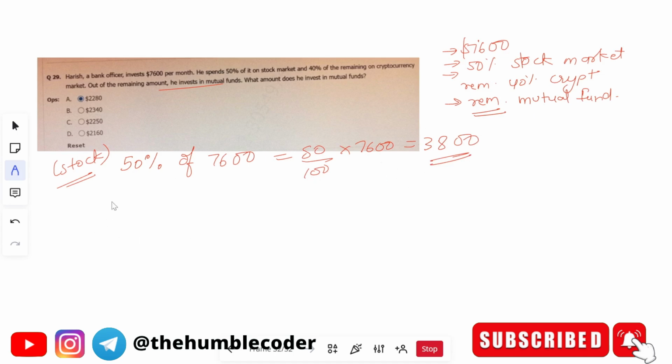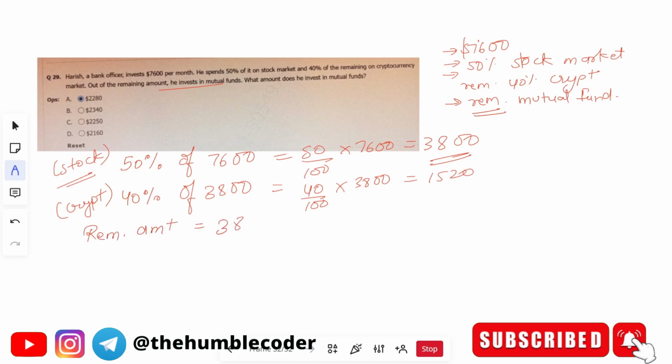So amount spent on cryptocurrency was 40%, right? So how much are we left with? 3,800. Out of this, 40% he will invest in cryptocurrency. So 40 by 100 into 3,800. This will give the answer as 1,520. Now what is the remaining amount that we are left with? We had 3,800 minus 1,520 invested in the cryptocurrency, so we are left with 2,280. Now 2,280 is the amount that Harish will invest in mutual fund.